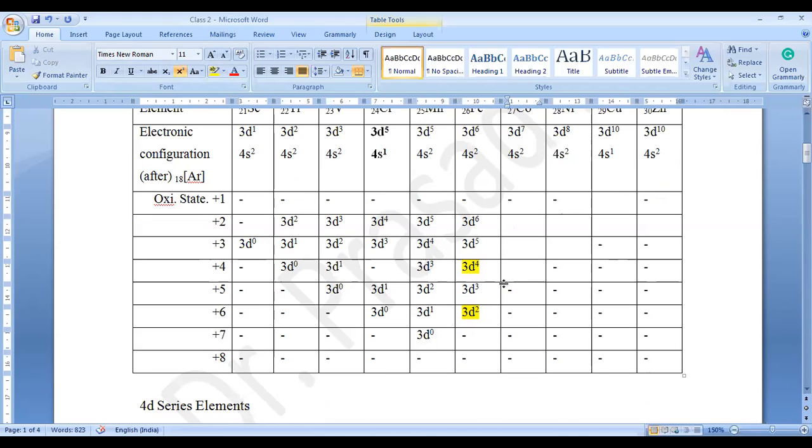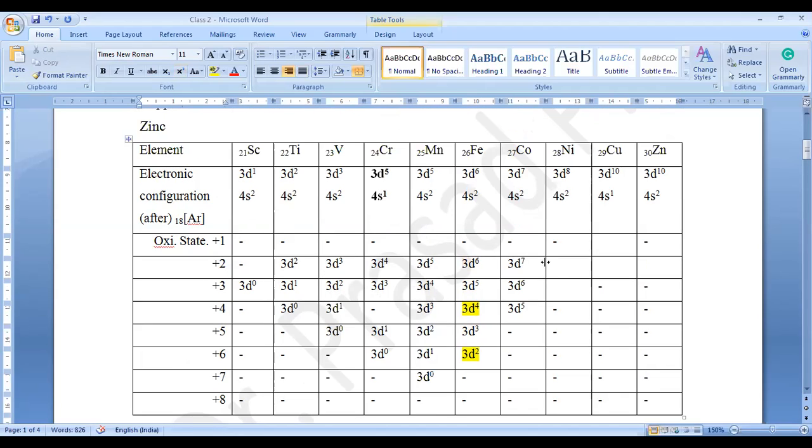Then next case, that is cobalt. Cobalt can have plus 2 oxidation state, that is 3d7 actually. Plus 2 means 2 electrons from s will be removed, therefore it becomes 3d7. Then it is 3d6, that is plus 3 oxidation state, then it becomes 3d5, that is plus 4 oxidation state. So 3d7, 3d6, 3d5, this plus 2, plus 3 and plus 4 oxidation states are possible for cobalt.